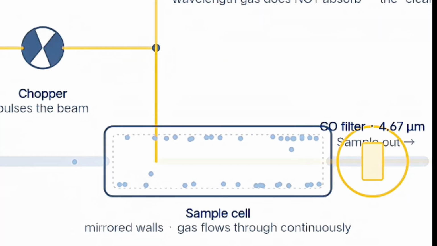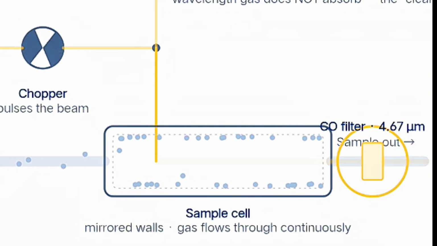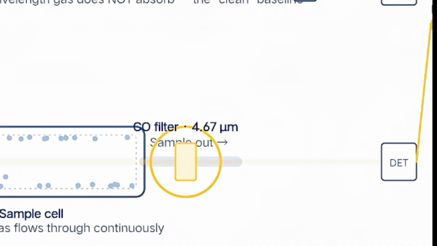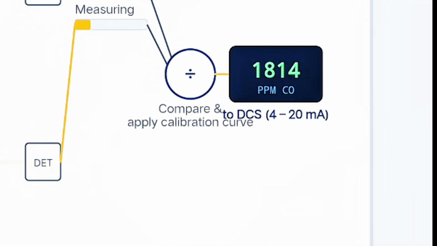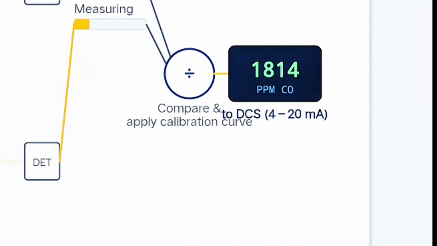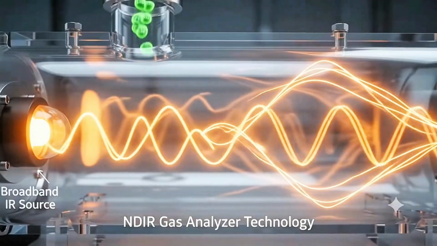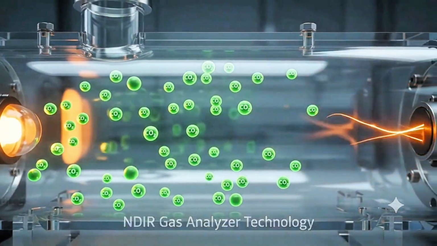After the sample cell, the beam passes through a narrow band optical filter. This filter only allows through the exact wavelength that the target gas absorbs. For example, CO2 is measured around 4.26 microns. This filtered beam then hits the detector, usually a solid-state photodetector or a pneumatic detector, which converts the remaining light energy into an electrical signal.